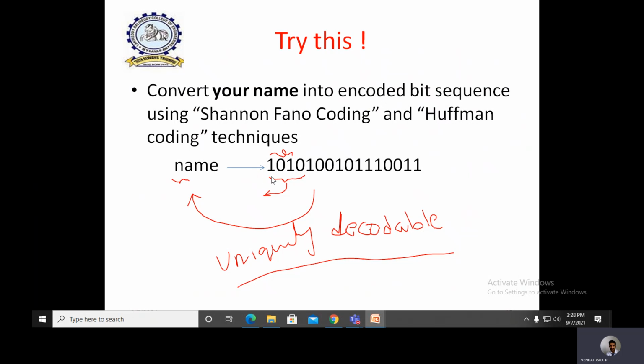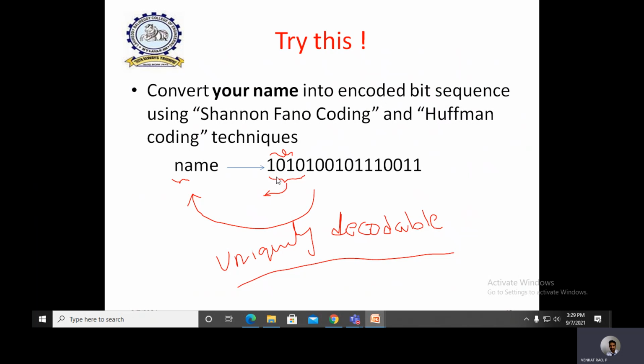And after the conversion, the code must be uniquely decodable. Uniquely decodable means that if you convert the sequence of bits back, these 4 bits must be N only. That must not match A or M. Okay, that is the meaning of uniquely decodable. Anyway, all the sequences coming from Shannon-Fano coding or Huffman coding are automatically uniquely decodable. That is no problem, but you can verify.